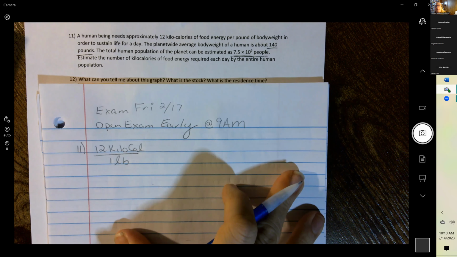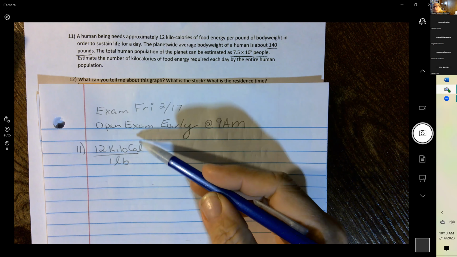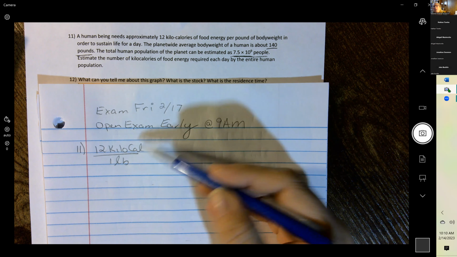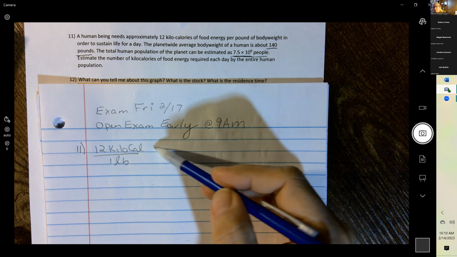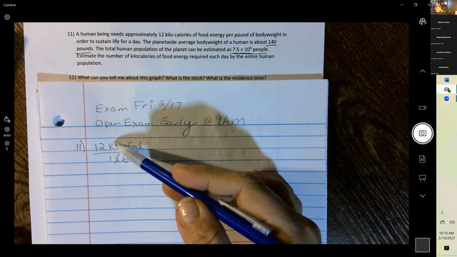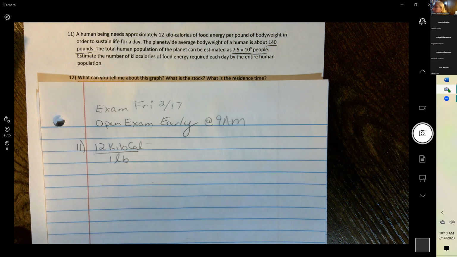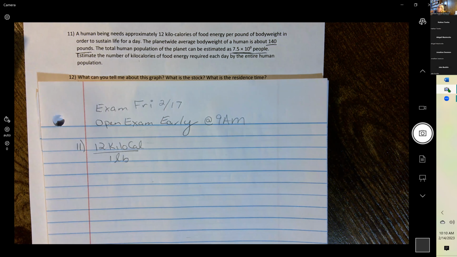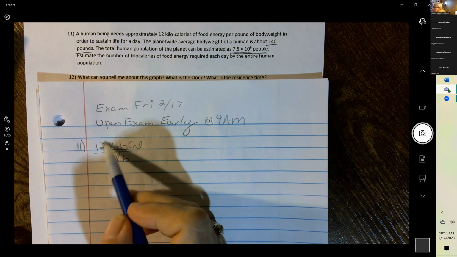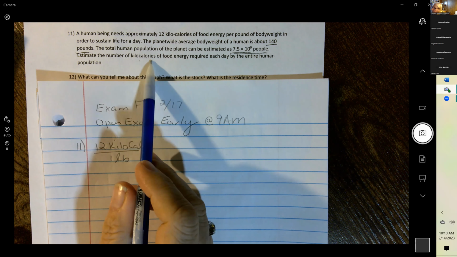We want to look at what you were given. We were given 140 pounds. We were given this, and the number of people, and we want to know the total calories or kilocalories. Kilocalories, so we're leaving the kilo. If they just wanted calories, remember kilo means 1,000, but it's saying kilocalories, so you leave it.